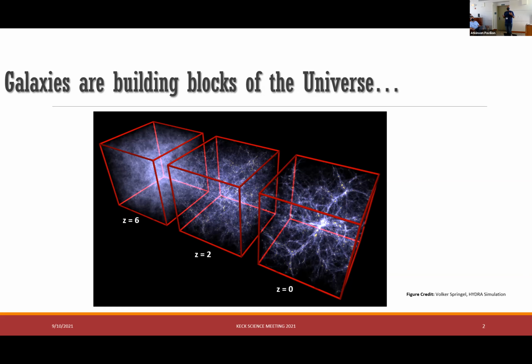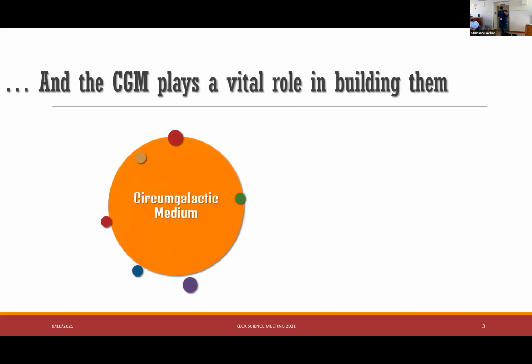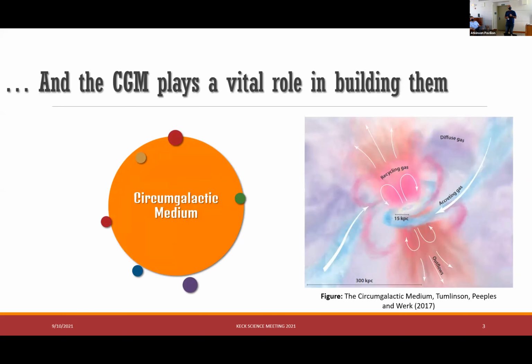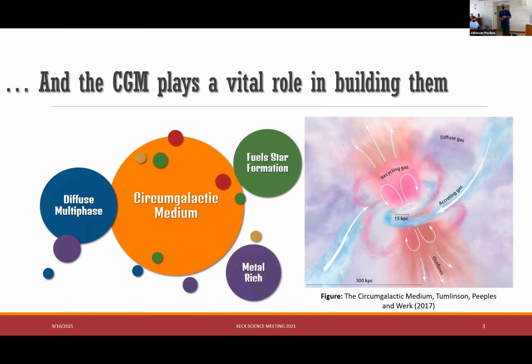And to do that, we need to know how these galaxies evolve by themselves and what their environment around them is. The circumgalactic medium around a galaxy plays an important role in building them. We've seen this figure if you've been around this topic before. But this medium is diffuse and multi-phase. It has these cold, warm, hot components. It's clumpy. And it's critical to a galaxy's evolution because it fuels the star formation. And of course, it is also a recipient for potential outflows. So we expect it to be metal rich in nature.